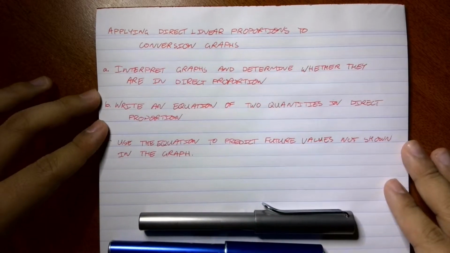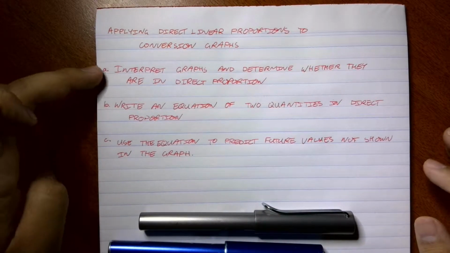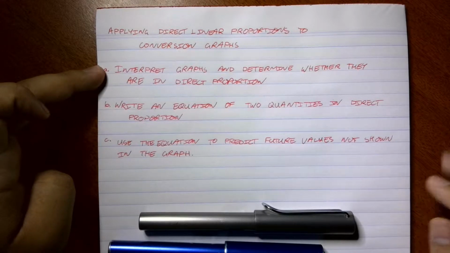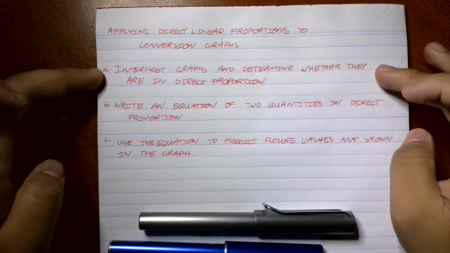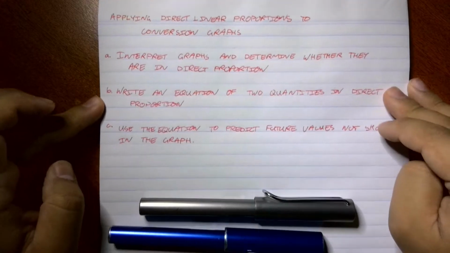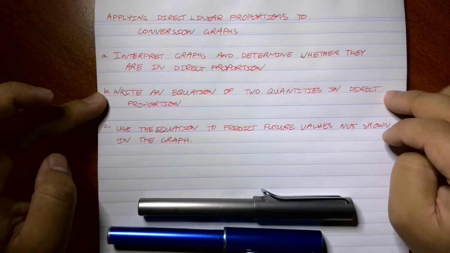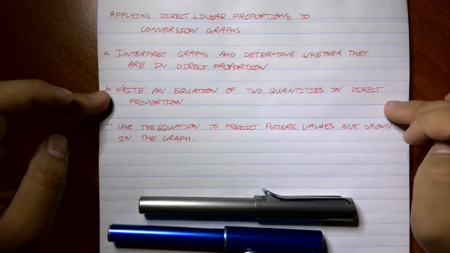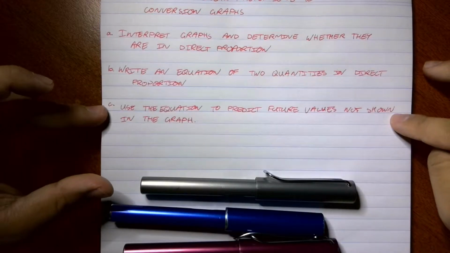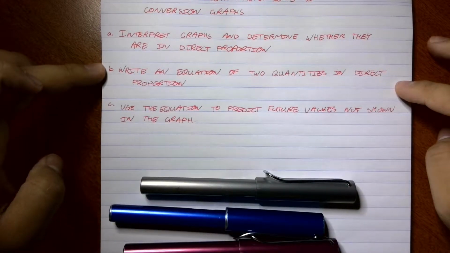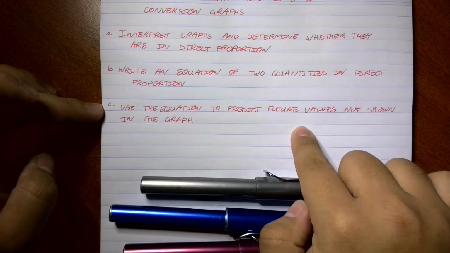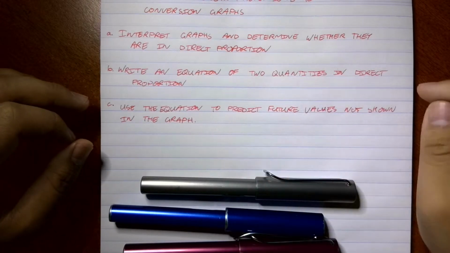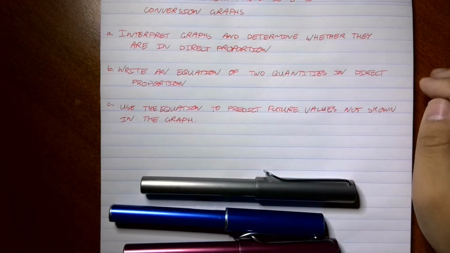In this video we're going to be doing three things. We're first going to interpret graphs and then determine whether they are in direct proportion. We are then going to write an equation between the two variables, and then we're going to use that equation in part B to predict future values that are not shown in the graph. So let's get straight into it.